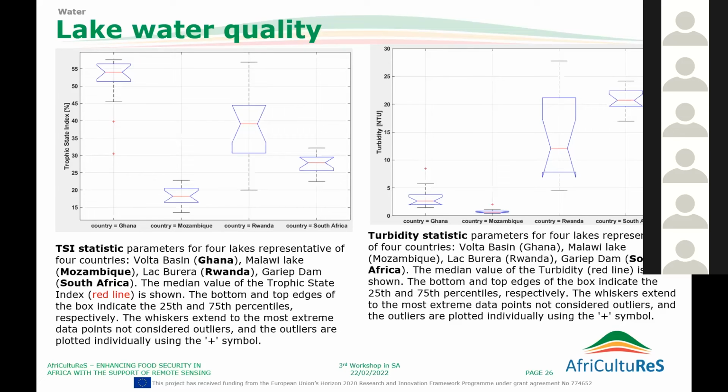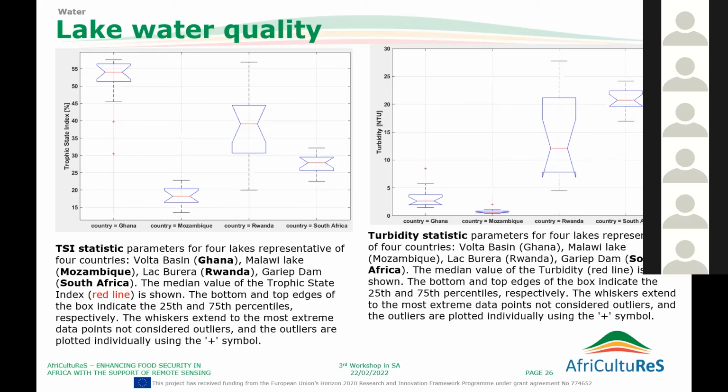The larger the area here, the larger is the change of, for instance, the trophic state index. Then you can see that in the case of Mozambique, the status of this index is quite constant within the year. Instead for Rwanda, it is changing a lot during the year, and so on.